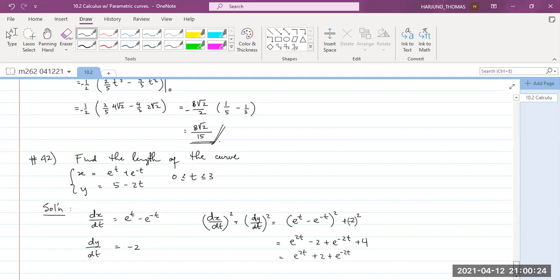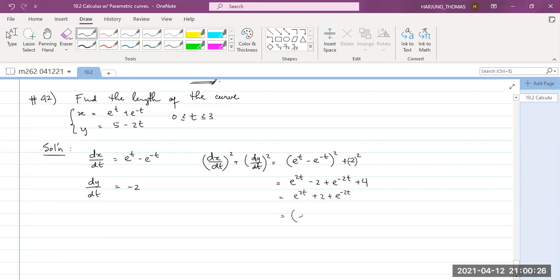Ah, this one is Mickey Mouse. This is e to the t plus e to the negative t, squared, such that the square root of that is just e to the t plus e to the negative t. It's supposed to be in absolute value, but both of those terms are positive for every t. Right?